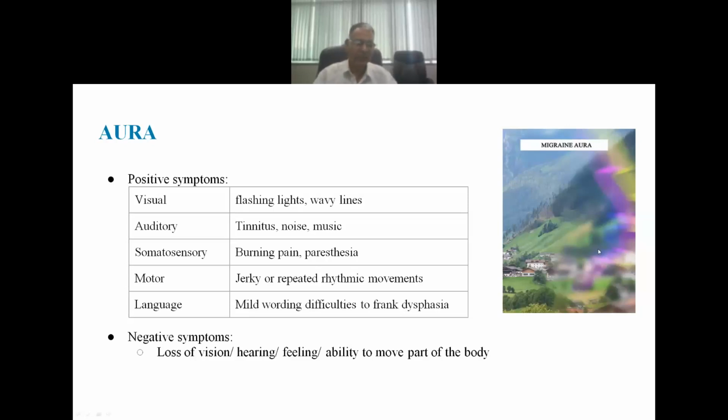Loss of vision, like what I just told you, that there are certain negative symptoms which the patient may encounter in aura, that is transient loss of vision, transient loss of hearing, feeling, and ability to move part of the body. In fact, the inability to move part of the body is not paralysis. It is only part of the aura, which the patient recovers from immediately soon after.